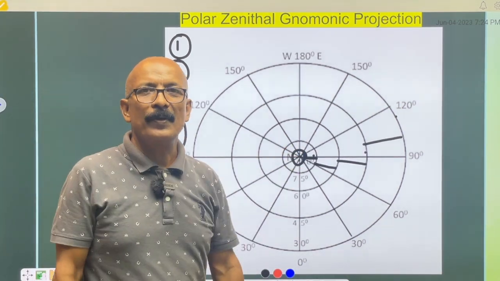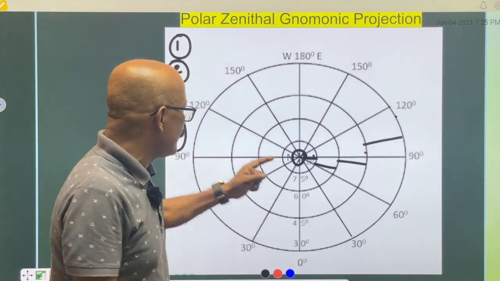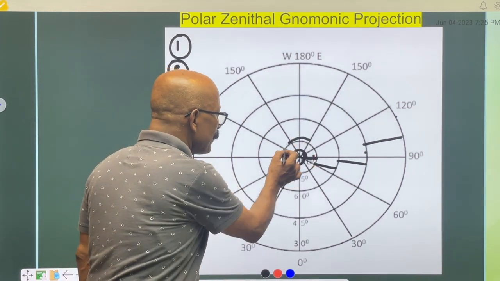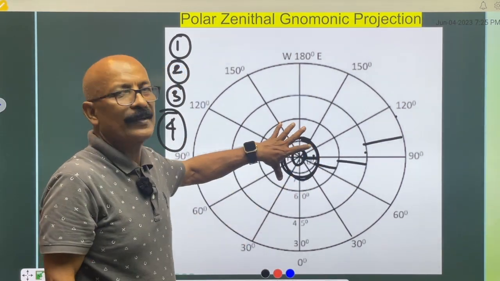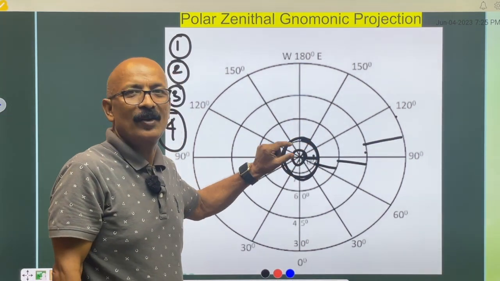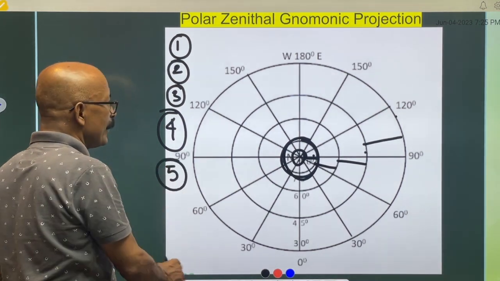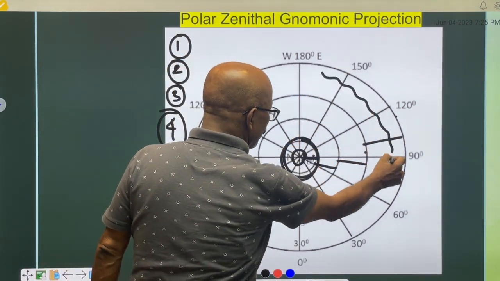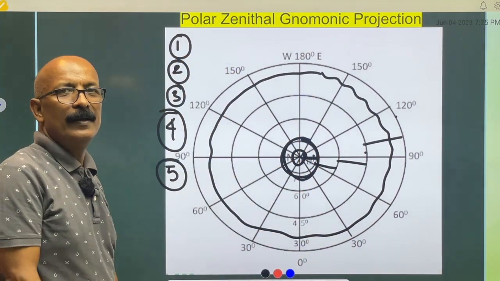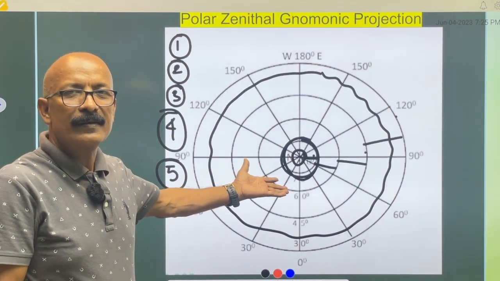The scale. Regarding scale, just keep one thing in your mind: in the case of such a zenithal projection, in and around the center, the scale is always correct. Then in number five you may write that exaggeration takes place toward the periphery of the projection. This is the technique. Without studying anything, we can write it easily.